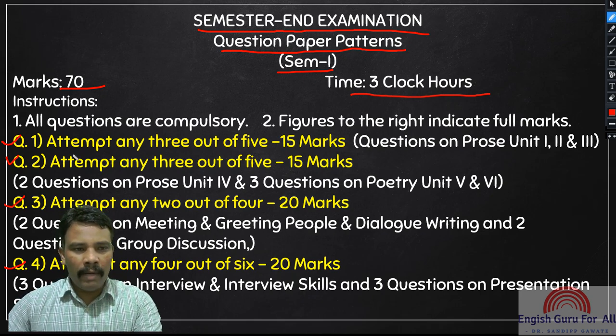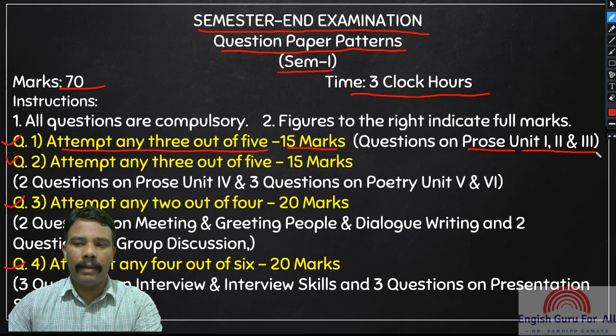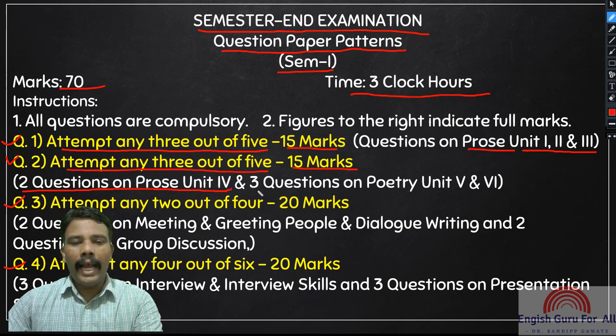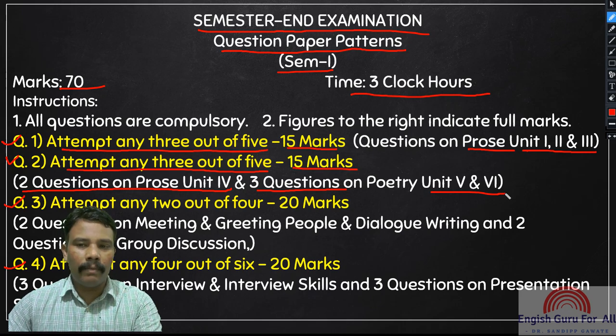Question number 1 will be: attempt any 3 out of 5. So 5 questions will be asked and the students need to solve any 3. This question will be of 15 marks, and the questions will be based on the prose section, unit number 1, 2 and 3. Question number 2 will also be attempt any 3 out of 5. Again 5 questions will be asked and the students have to solve only 3. Again it carries 15 marks, and 2 questions will be based on prose unit number 4 and 3 questions will be based on the poetry section, that is unit number 5 and unit number 6.